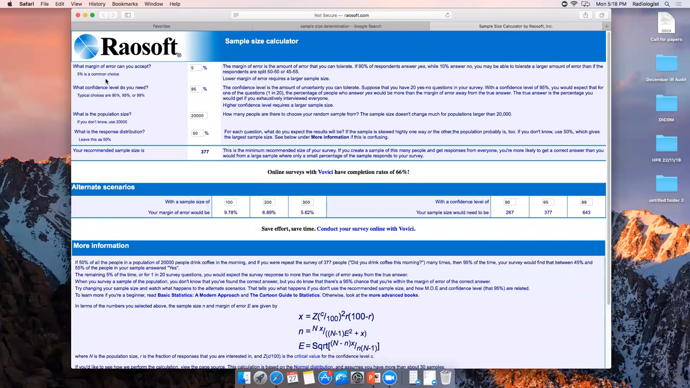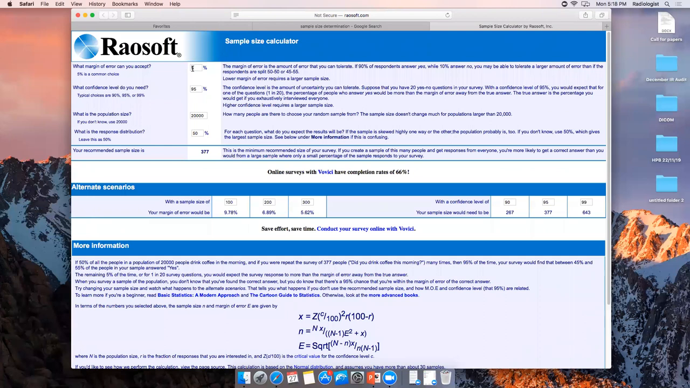It asks you, what margin of error are you willing to accept? Let's say that you wish to estimate the proportion of something, such as the proportion of fetuses with bone abnormalities on X-ray at 36 weeks. You say what error you want, meaning what error you're willing to accept. They put in 5% because it's the default, but you could always change this to 1% or 0.1%.